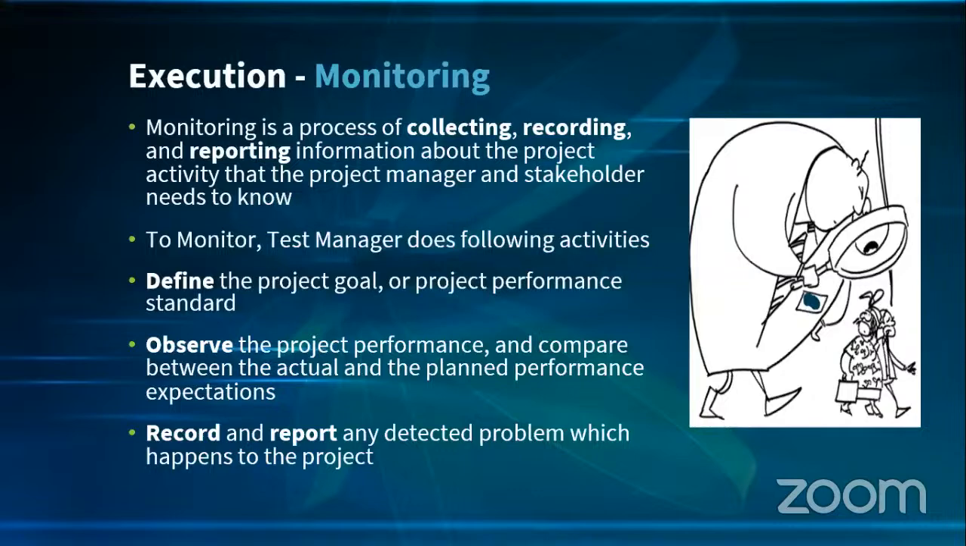So to monitor, the Test Manager does the following. 1, they define the project goal or the project performance standards. They observe. What do they do when they observe? The project performance and compare between the actual and the planned performance expectation. So now, actual, we have started the project. Previously, your test plan is based on the expected. Your test plan, when it was designed, it was the expectation.